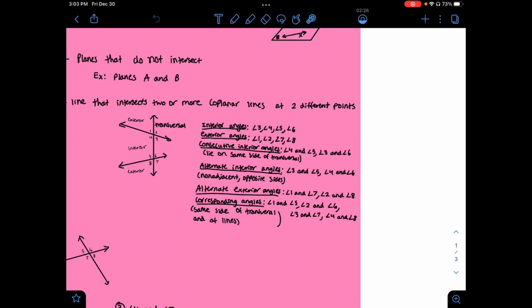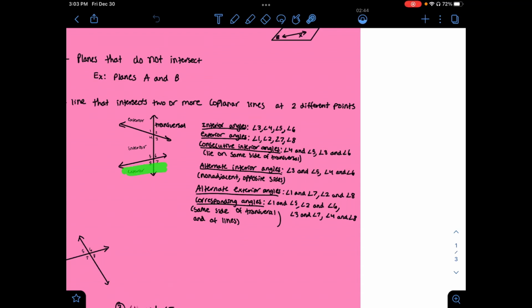Now, staying on the interior, we're going to do alternate interior angles. Alternate means they're on opposite sides of the transversal. So angles 4 and 6 are alternate interior angles, and angles 3 and 5 are also alternate interior angles. So that's it for the interior.